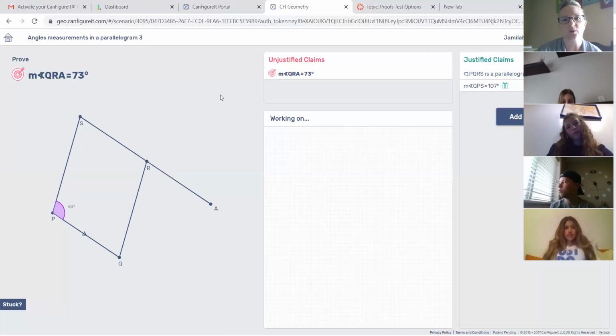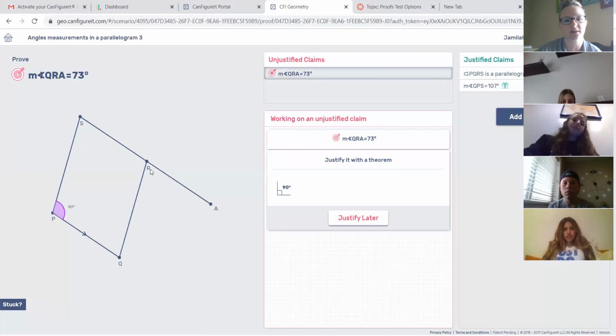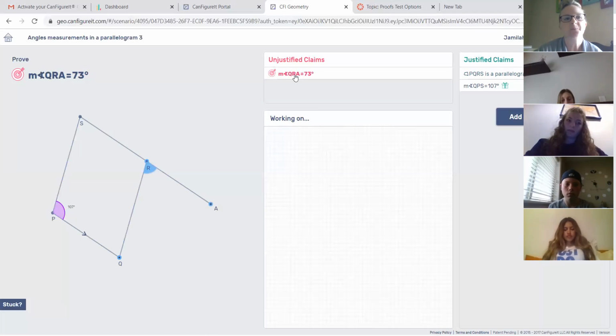If that angle is 73 degrees, which is what I'm trying to prove, do you think it might be helpful to know the measure of the angle inside the parallelogram right next to it? Do you see how that might be helpful? So that's what I'm going to start with. That's where my hunch lies, so I'm going to try that.